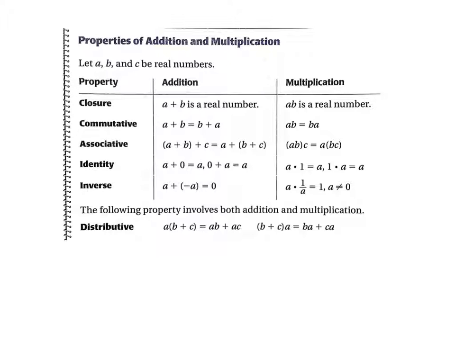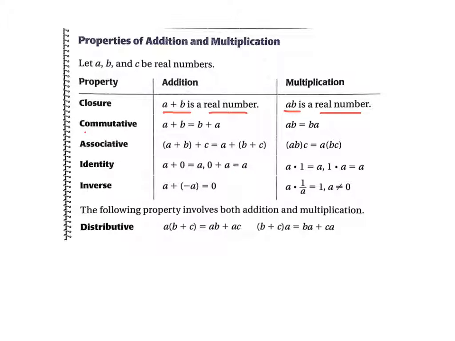And when you read these, make sure you know A and B are considered real numbers, which we talked about yesterday. And the closure property is kind of weird when you think about it. It says if you add two real numbers, you get another real number. If you multiply two real numbers, you get another real number.